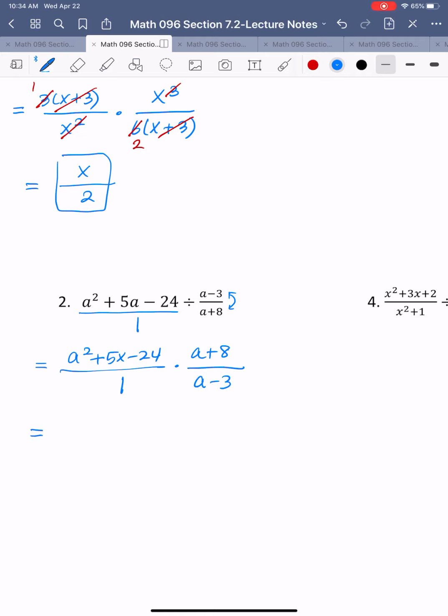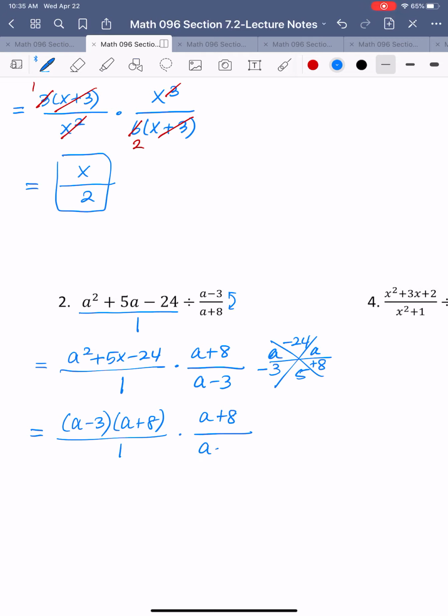The only place you need to factor is this numerator. So X factor: negative 24, 5, a, and a. Two numbers from 24, which are 3 and 8, have a difference of 5, so negative and positive. So you get a minus 3 times a plus 8 over 1 times a plus 8 and then a minus 3. But this is already factored, so you can just put the parentheses around if you want. And then this cancels, right? So you get a plus 8.